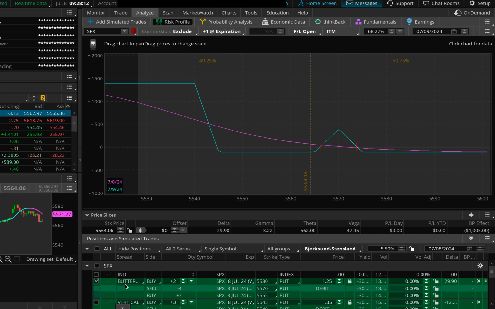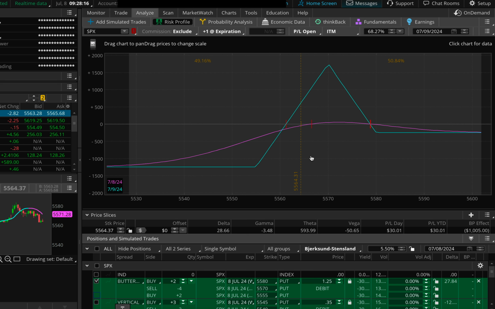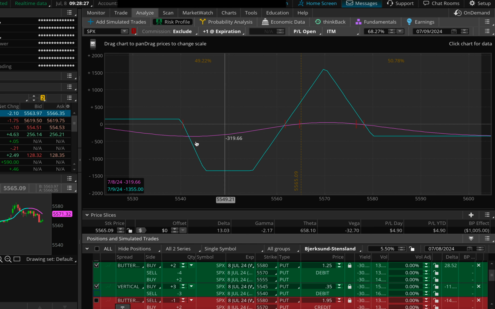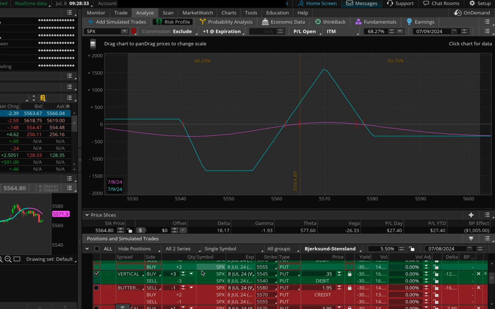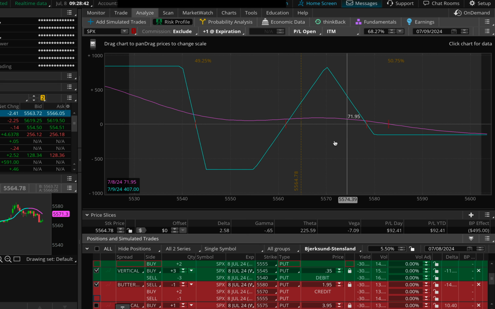So let me back out of this and I'll show you what we did. Let's just start at the beginning. We put this broken wing butter on at the beginning of the day. We were up in here when we put it on. Then we added a little wing, a Jimi Hendrix. Okay, so there's the little wing. And then what we did was we peeled off one of these butterflies. Once we got around $100 in profit, which is the profit target for this, I peeled off one of these butterflies, which gave us this position here.